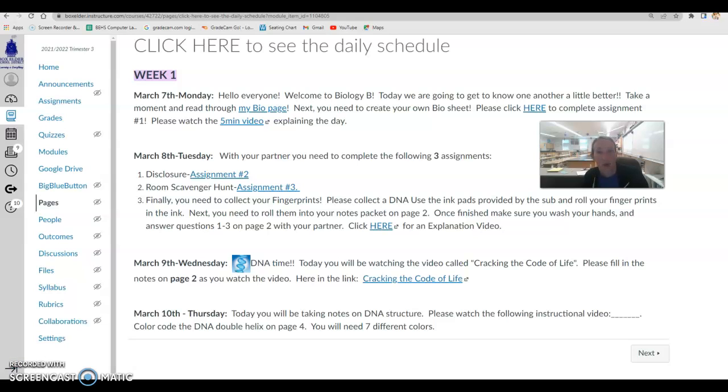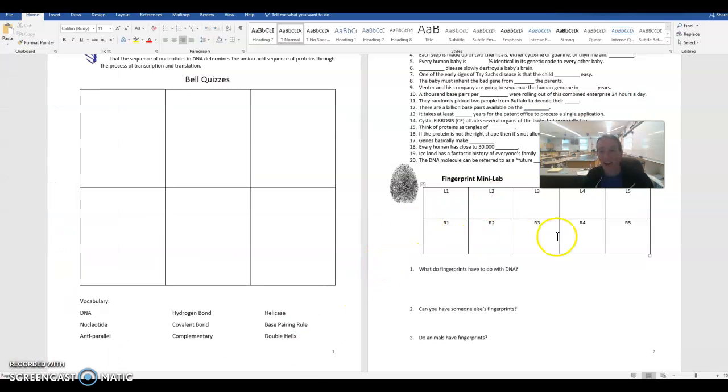Everybody, it is Wednesday, and today I want to go over the fingerprint mini lab that you guys did yesterday. It was something you did at the very end of the hour. I'm going to pull it up on the screen here. So you took your fingerprints, and then you answered these questions with your partner, and I just want to go over those answers and kind of have a discussion about them.